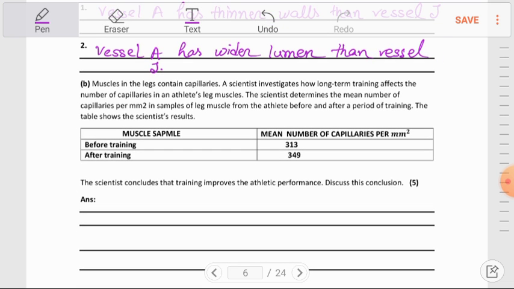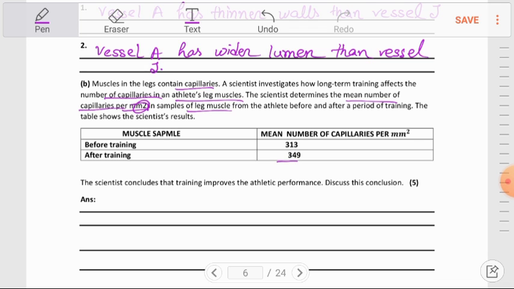Moving to part B. Muscles in the legs contain capillaries. Scientists investigate how long-term training affects the number of capillaries in an athlete's leg muscle. The scientist determines the mean number of capillaries per millimeter squared in samples of leg muscle from the athlete before and after a period of training. The table shows the scientist's result. Before training the mean number of capillaries was 313, and after training it was 349. We can see that the number of capillaries increased due to training.